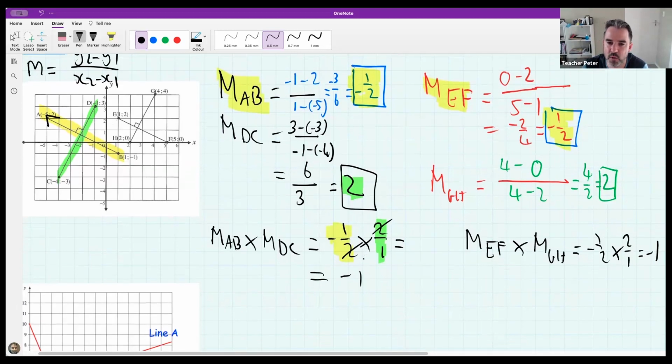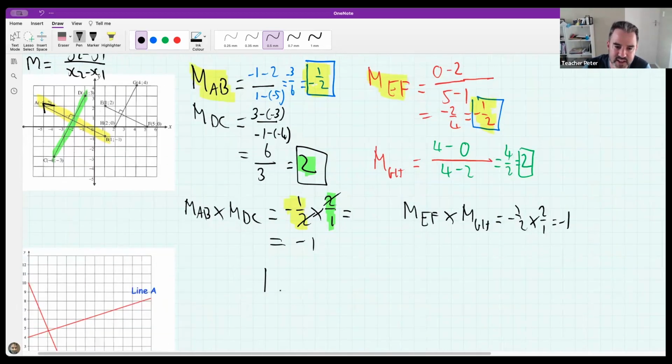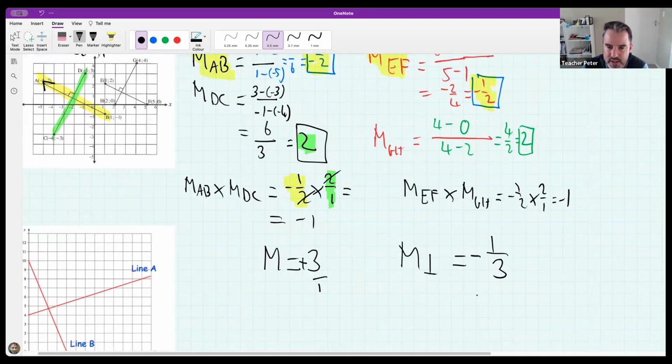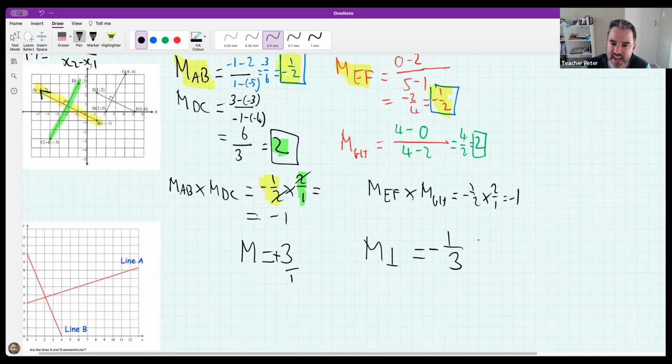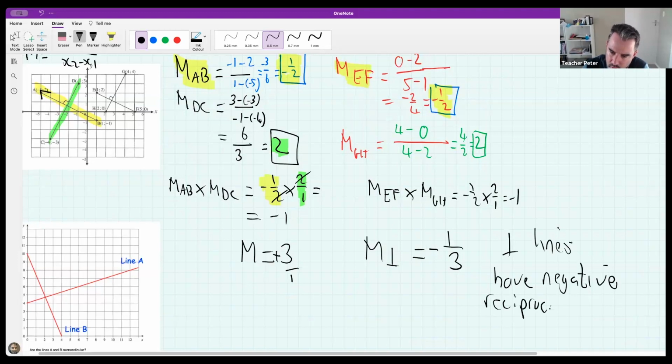But a quicker way to use this idea is, if I tell you one line has a gradient of 3, and I want to know the gradient of a line that is perpendicular to that, instead of having to multiply, all we do is we switch the top and the bottom. So 3 over 1 would change to 1 over 3. And then if it was positive, it becomes negative. So if lines are perpendicular, we say that they have, you can write this down, perpendicular lines have negative reciprocal gradients.